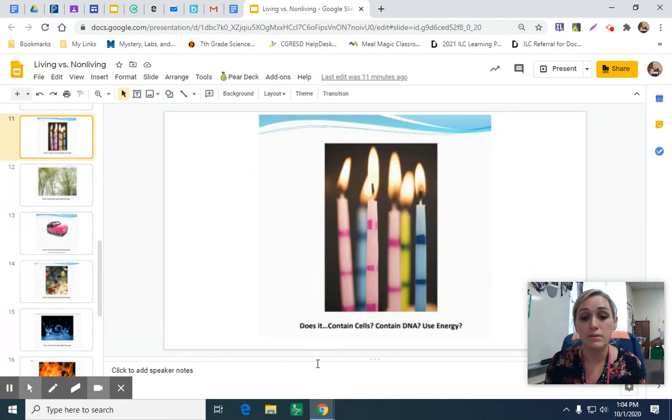Here are some burning candles. Does it contain cells? No. Does it contain DNA? No. Does it use energy? Yes, absolutely. But because it doesn't contain cells or DNA, it is non-living.